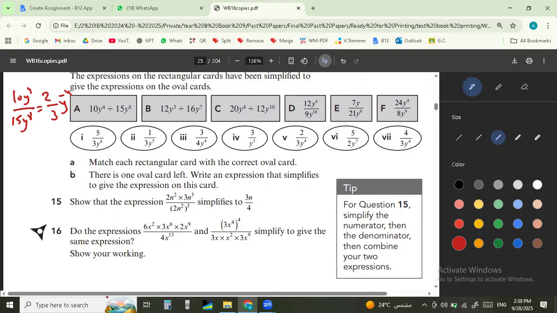Where's 2 over 3? I found them. So 2 over 3 y to the power of 4. Yes. Didn't we say that if we flip it, if we get y to the power of negative 4 down in the denominator, it would be positive? Yes. So 2 over 3 y to the power of negative 4 is the same as 2 over 3 y to the power of 4.